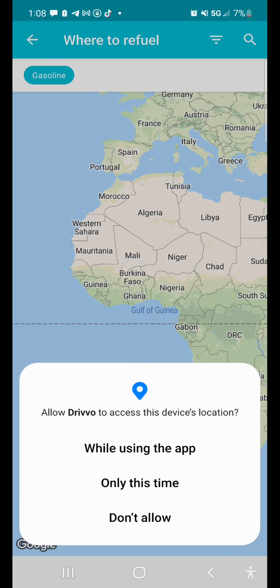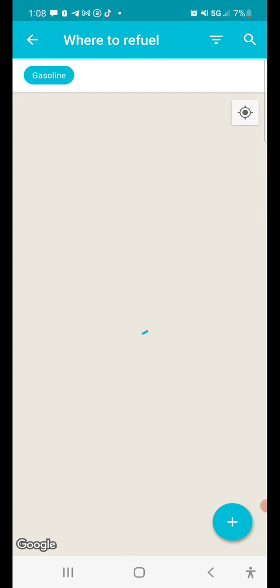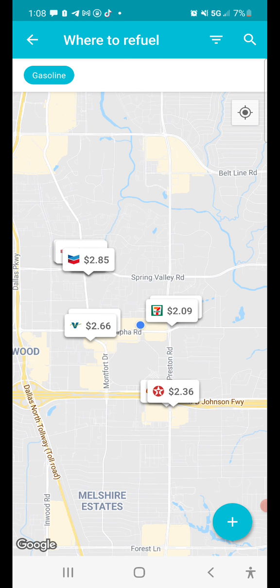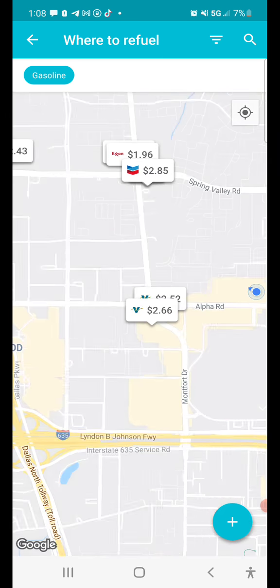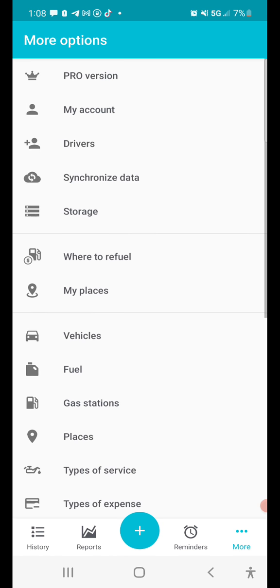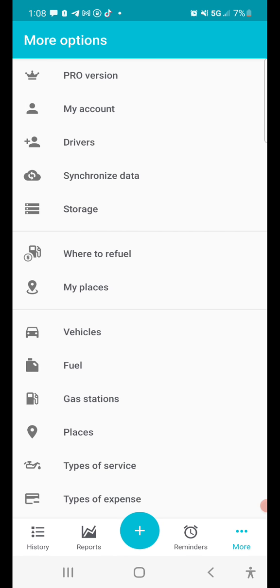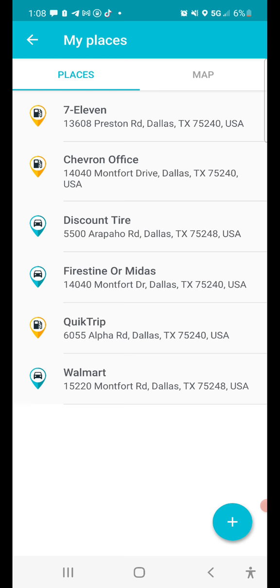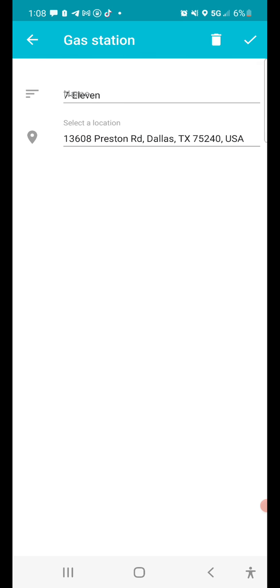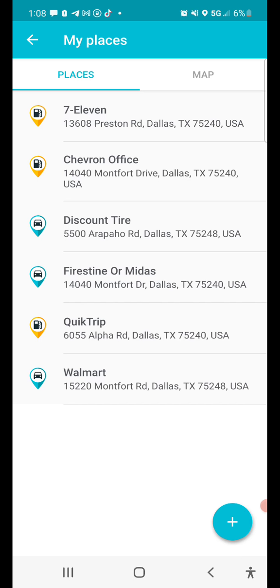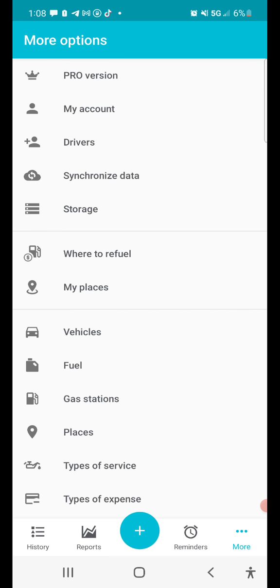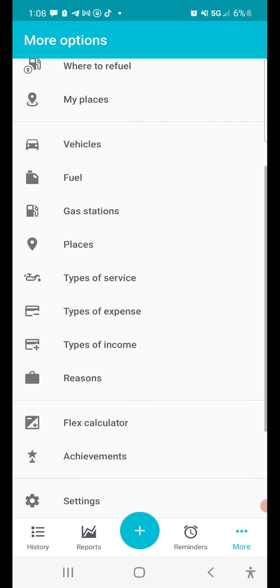We're going to get a gas card, so once we do that, we can go and say, hey, here's a Chevron, so that way you can say, oh, I need to go to my places and get some gas, and you can come here and say, where's the 7-Eleven that's by the office, and you can go there. And then that's pretty much it.